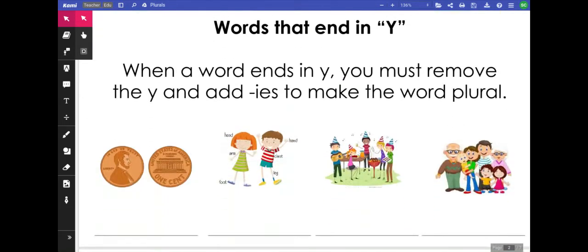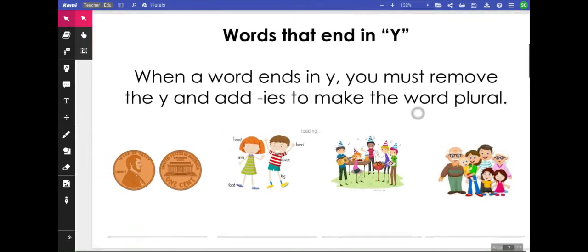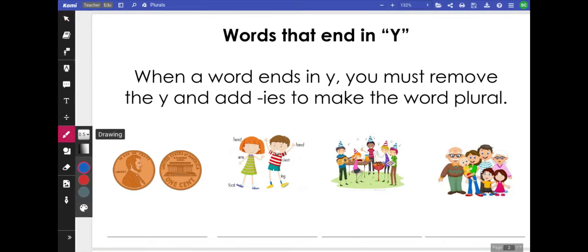Okay. So the first rule we have to remember is words that end in Y. Nouns that end in Y. So I'm going to help you guys write out all four of these words really quickly. So first word we have is the word penny. So let's sound it out. Pen. And we double our N in the word penny. And our Y is making the E sound, right?